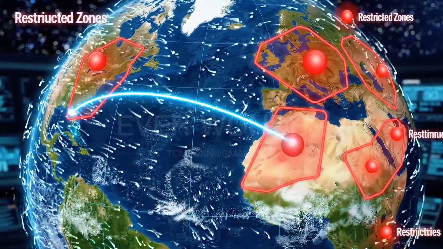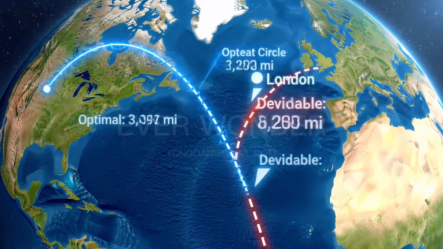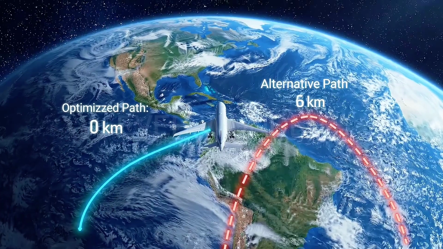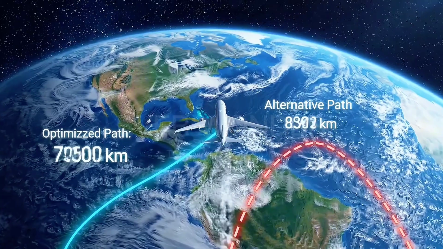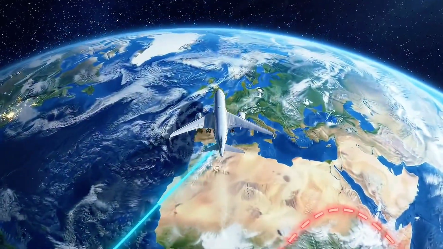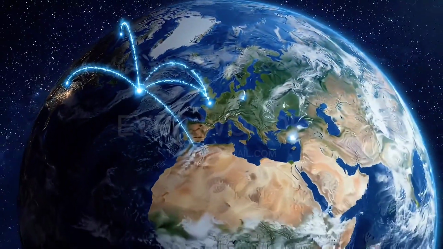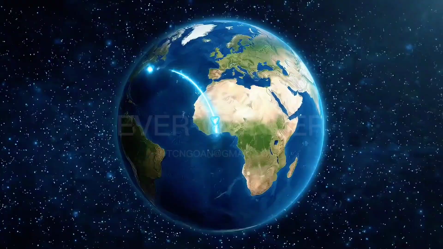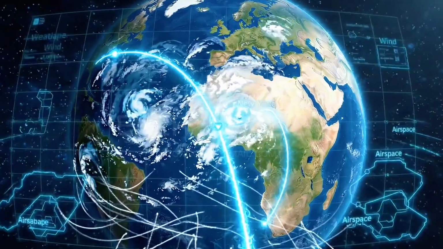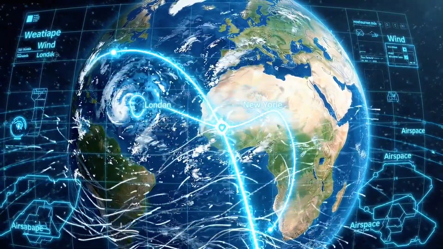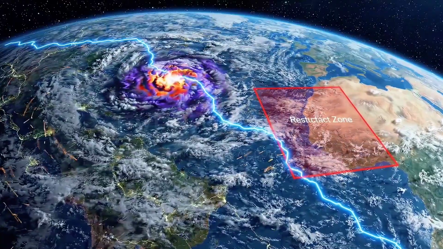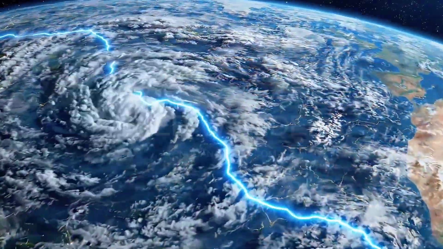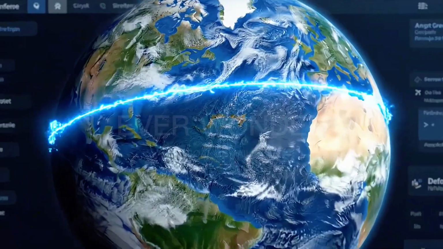This is why the same flight can take different amounts of time, depending on whether it is flying eastbound or westbound. The atmosphere itself becomes part of the flight plan. Airlines constantly monitor weather patterns and wind conditions. A route that changes by only a few kilometers can create major savings. Every decision is a balance between distance, speed, and efficiency.